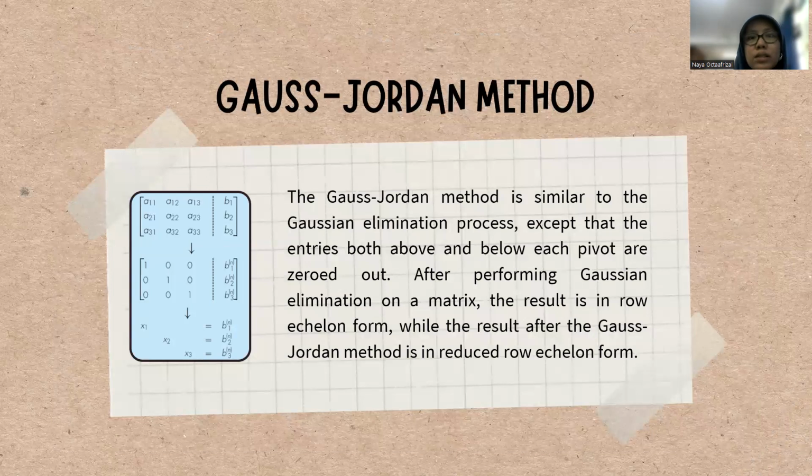The next one is the Gauss-Jordan method. The Gauss-Jordan method is similar to the Gaussian elimination process, except that the entries both above and below each pivot are zeroed out. After performing Gaussian elimination on a matrix, the result is in row echelon form, while the result after the Gauss-Jordan method is in reduced row echelon form.